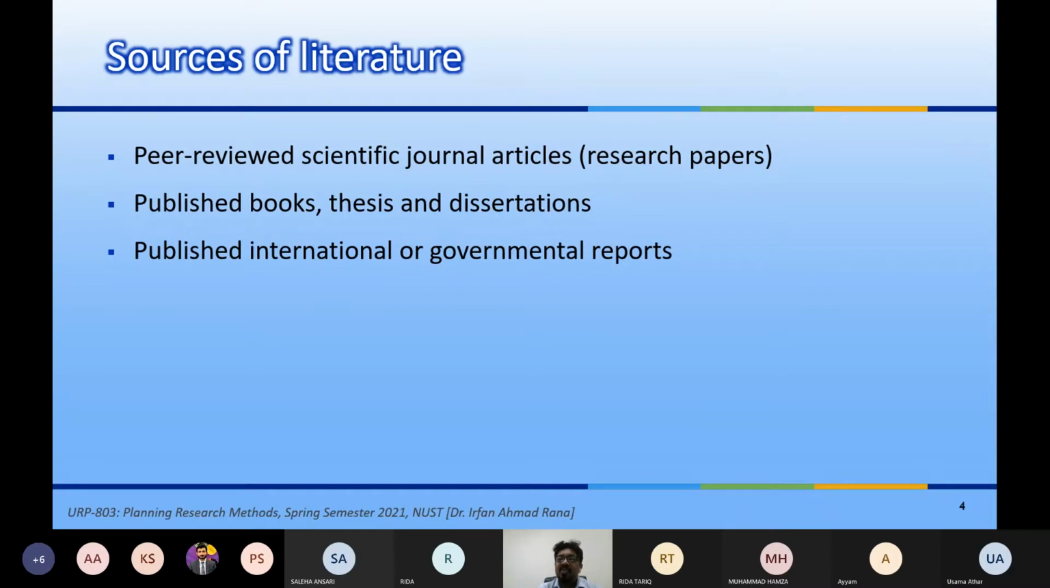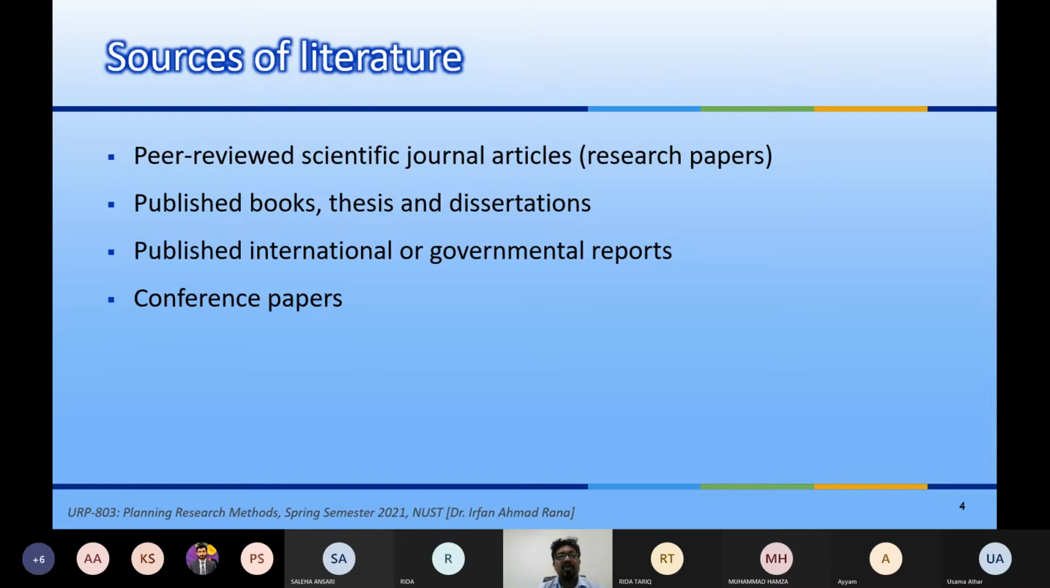So that's not available in research papers or published books. So you only need to go and refer to the reports. And certain times, government reports serve as the first source of literature. Depending upon your type of research, even your government reports can serve as the primary source of your literature. So it all depends upon your research.